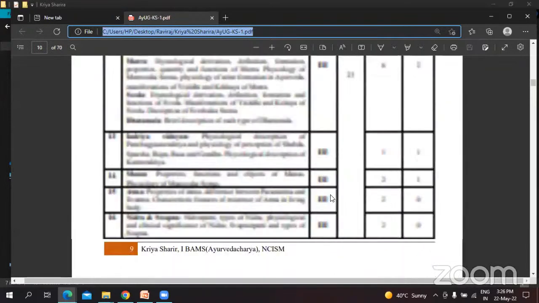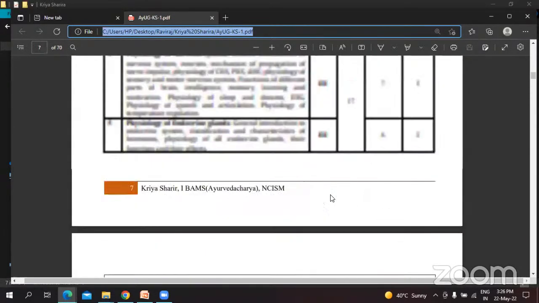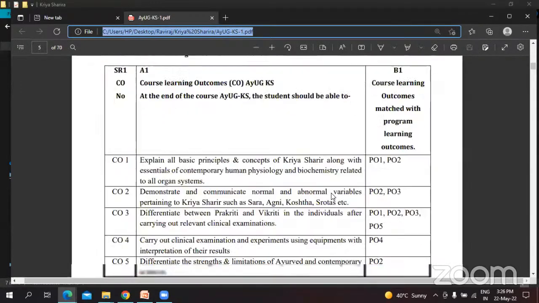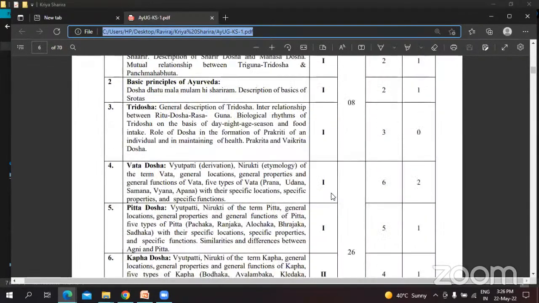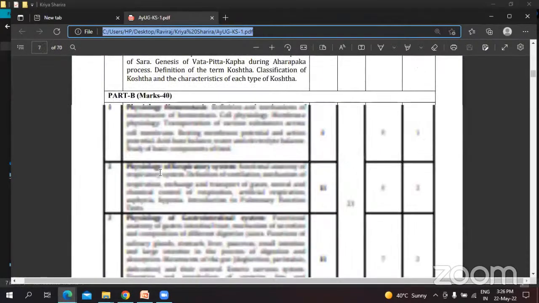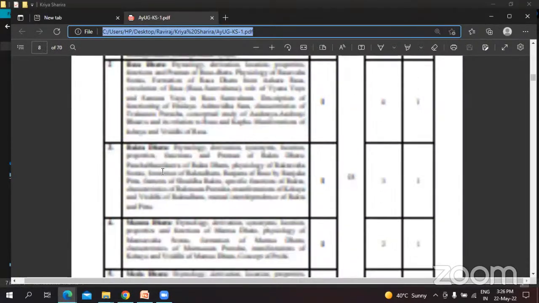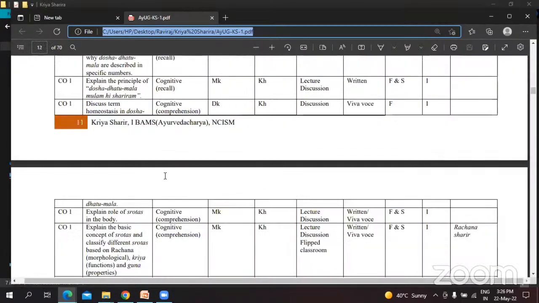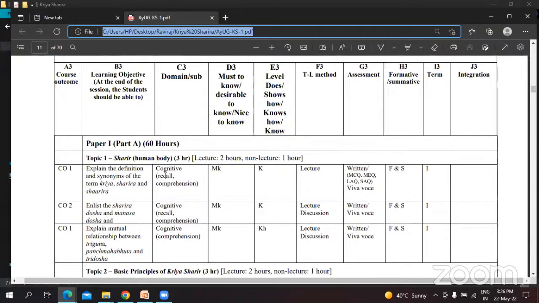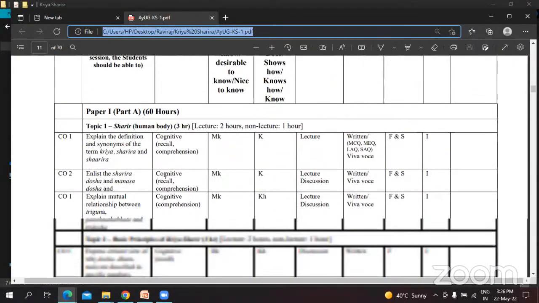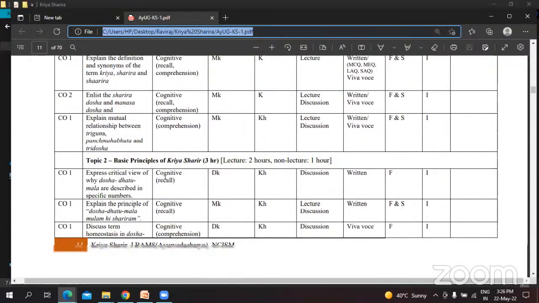This is your syllabus of human physiology, Kriya Sharir, which has been designed by the National Council of Indian System of Medicine. I'll give you examples from modern physiology only, because you are not yet familiar with Ayurvedic Kriya Sharir, and I will let you know how these teaching methods will be applied during the teaching learning process.